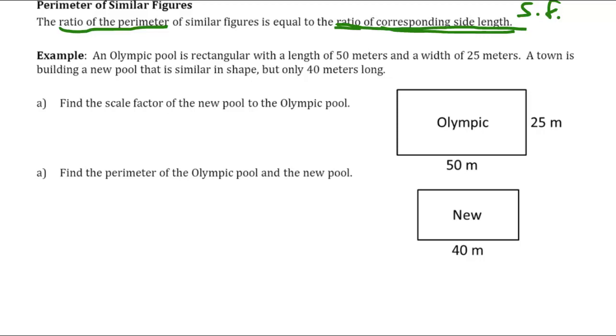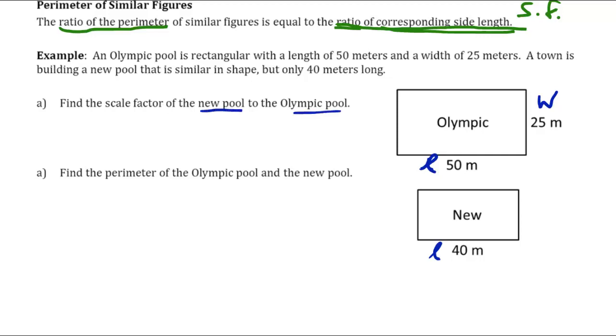Let's look at the example. An Olympic pool is rectangular with a length of 50 meters. That's supposed to be an L. And a width of 25. A town is building a new pool that is similar in shape but only 40 meters long. So its length is 40 meters.